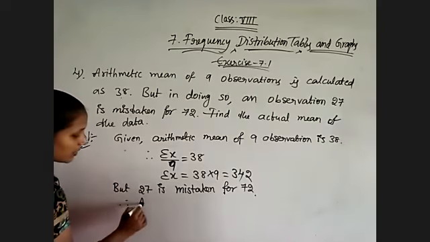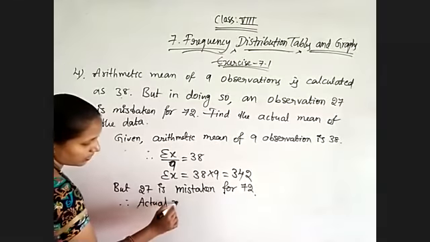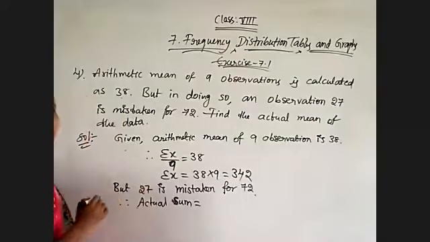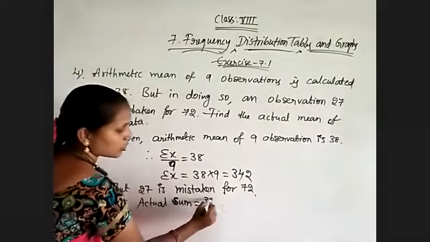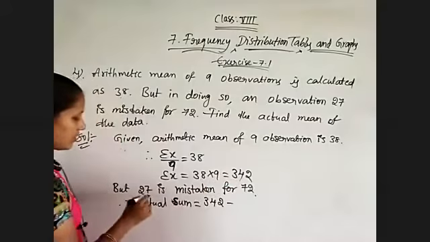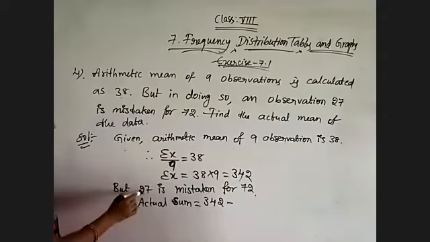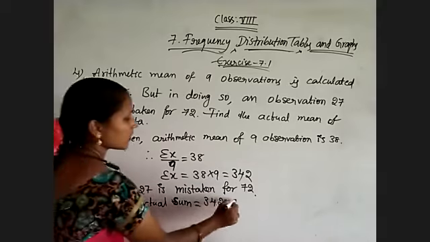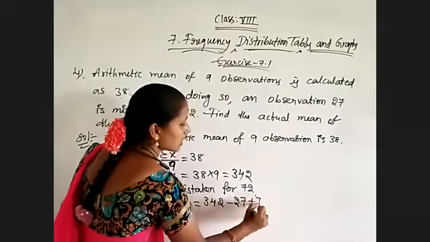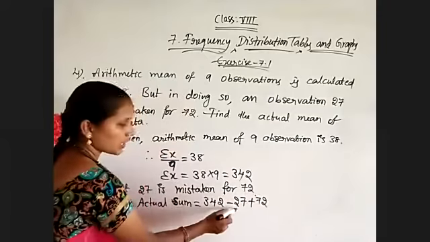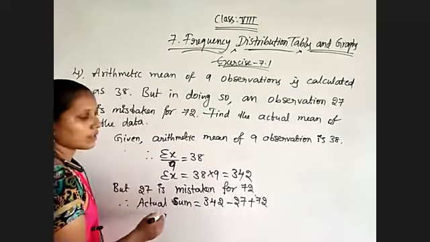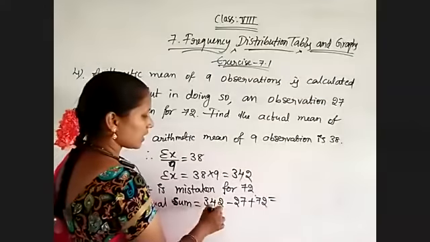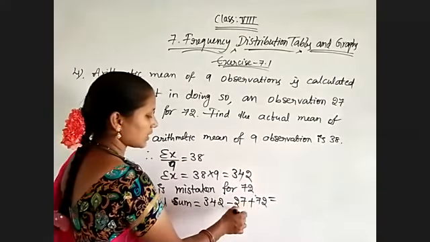Therefore, the actual sum will be equal to, first we need to find the sum. 342 minus 27, since 27 is wrongly taken. Actually, we need to take 72. So, minus 27 plus 72. Remove 27, add 72. Then we will get the original sum, which is 342 plus 72 minus 27.